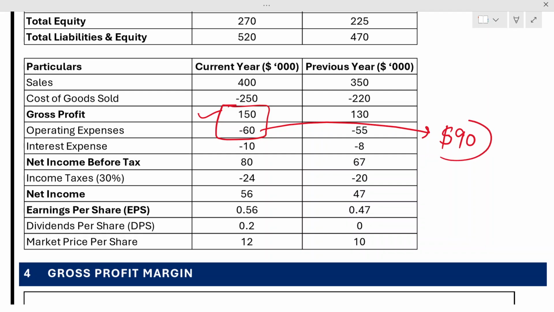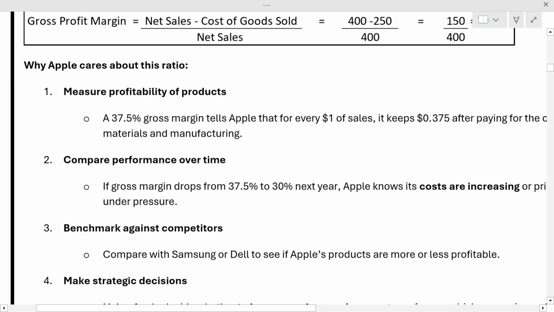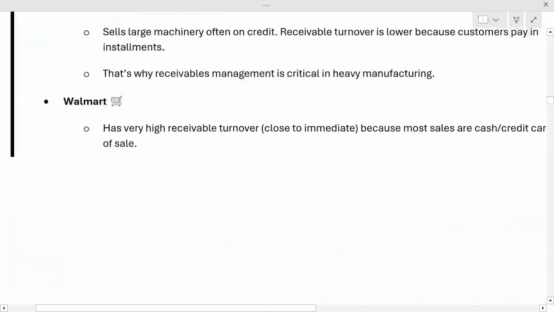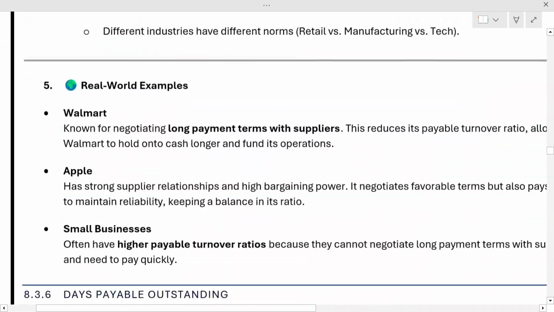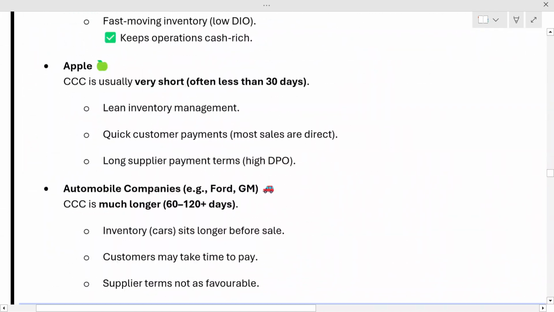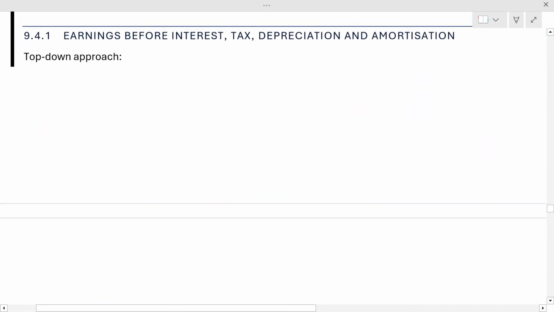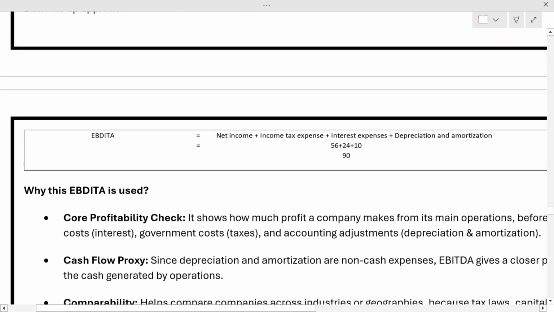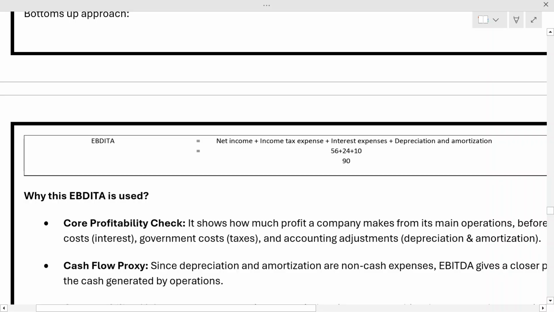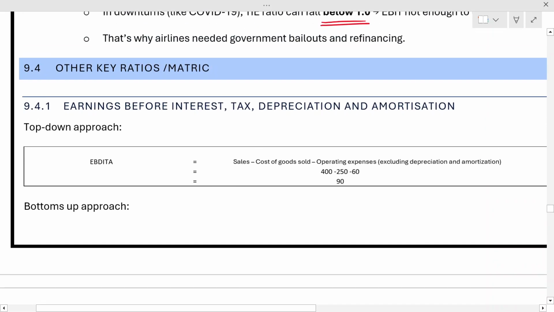And if there were some depreciation within it, then this number may change, but right now I am assuming there is no depreciation or amortization, so this $90 becomes your EBITDA. So if we go below here to our EBITDA, which is this one, you can simply see that our EBITDA is $90.